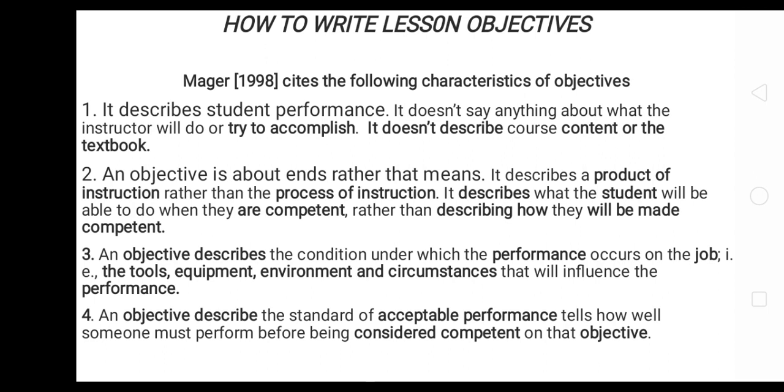Measurable: provide the students with what is expected of them within a course. Next is attainable: something your learner has a chance of completing or satisfying.